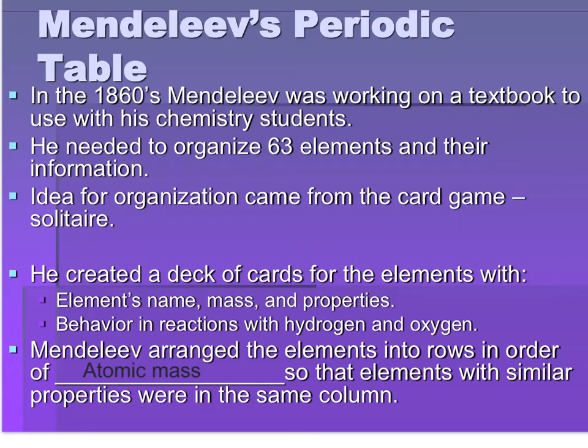So originally, Mendeleev arranged the elements into rows in order of atomic mass. Keep in mind that's different than what we know now, where it's arranged by atomic number, which is the number of protons. While these two are usually the same, I'll give you an example on the next slide where the atomic mass actually goes down even though the atomic number went up.